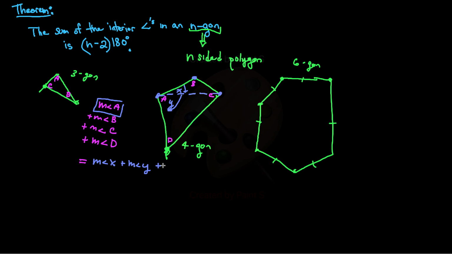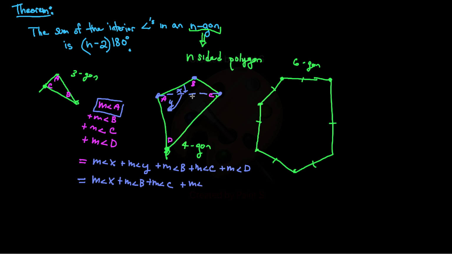And then I'm going to rewrite the rest. So this is for sure equality: measure of angle B, measure of angle C, and then measure of angle D. You should see that there's equality because all I did was, instead of writing measure of angle A, I wrote it as the measure of angle X plus the measure of angle Y. Now, if you rearrange this in a particular order, I'm going to write measure of X plus measure of B plus measure of C, and then plus the rest, so measure of Y.